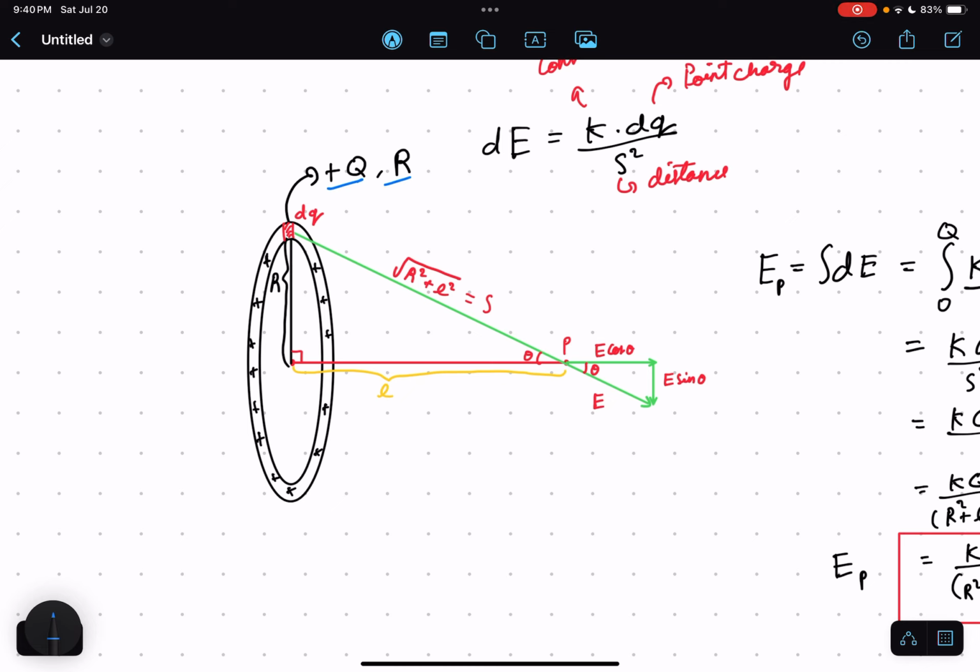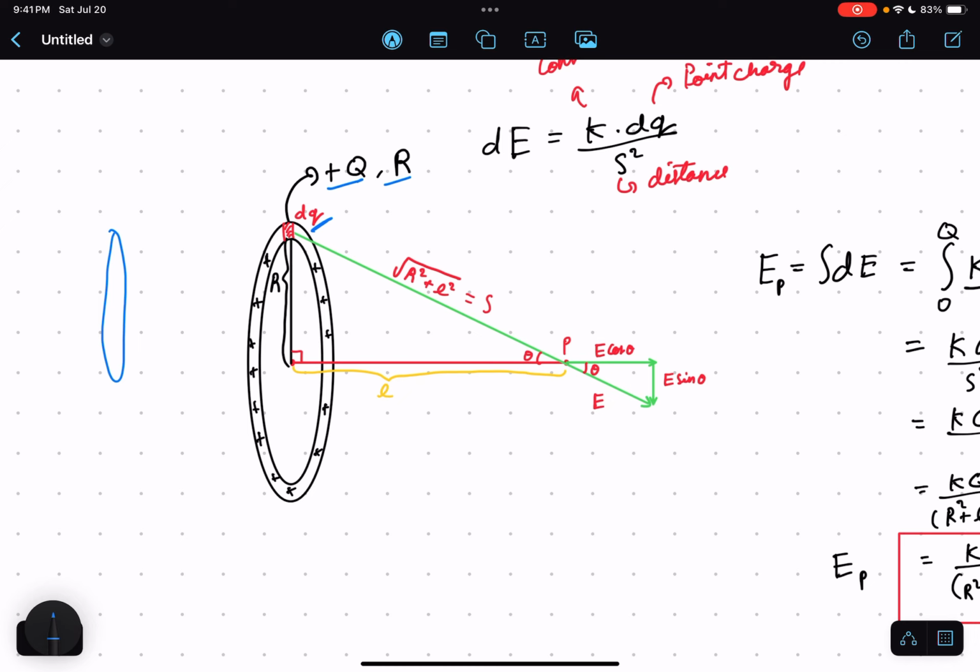Now, in order to find the electric field due to an object like a ring, we can consider the ring to be made out of several small charged particles like dq, and an infinite number of dqs can be arranged in the form of a ring to form a charged ring.